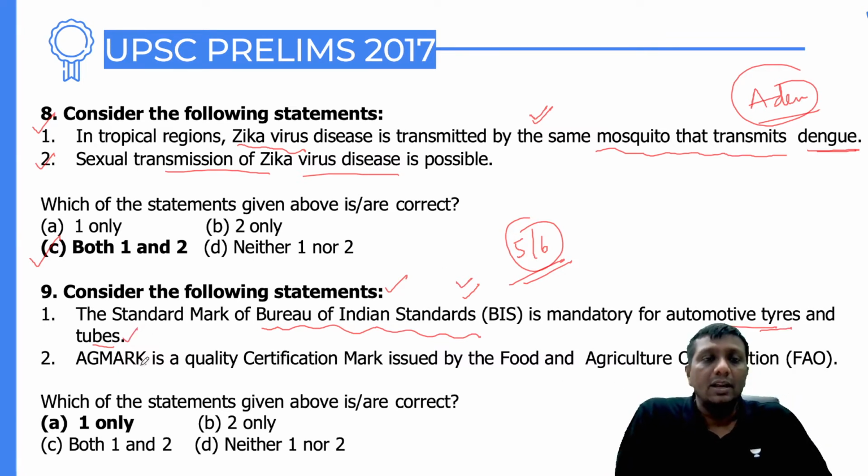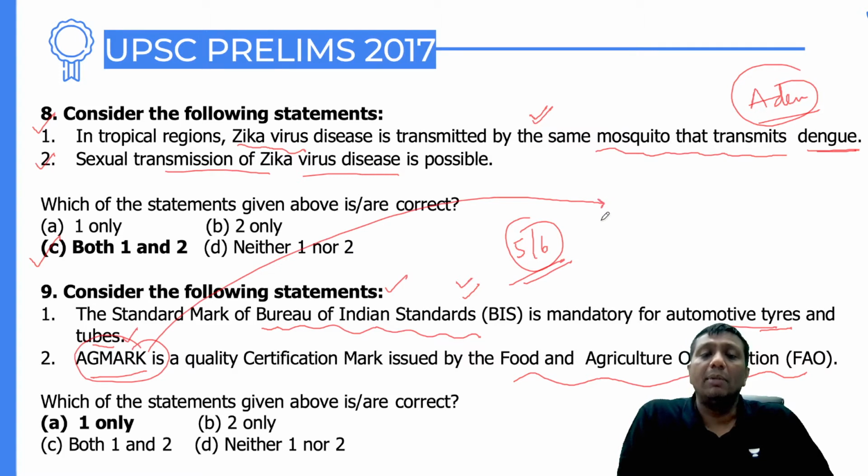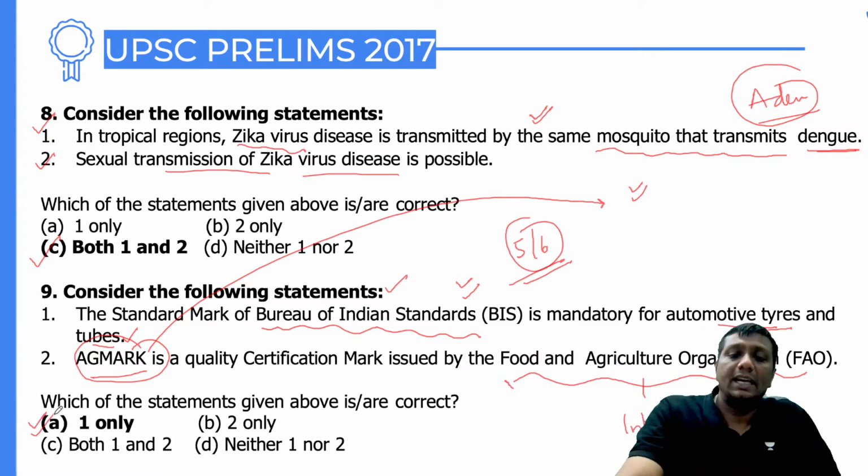So that is right. Egg mark is a quality certification mark issued by the Food and Agriculture Organization. See, guys, egg mark, our India government is providing agricultural marketing to certify the food and cereal crops in India. Food and Agriculture Organization is at international level. What is the relation of international level in India, guys? No, never. So ultimately, this egg mark is government controlled, not controlled by an organization at international level. So only the first one is right, not the second one.